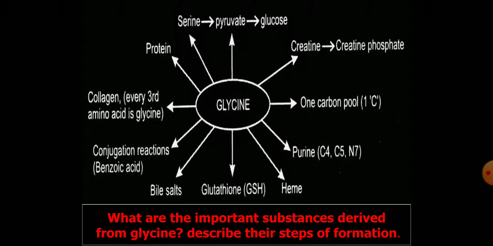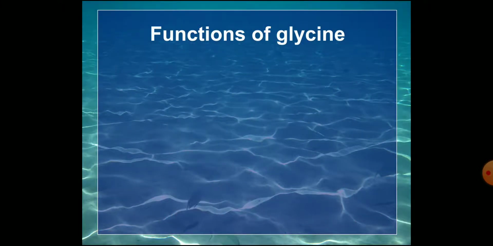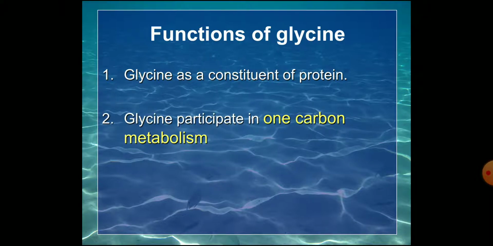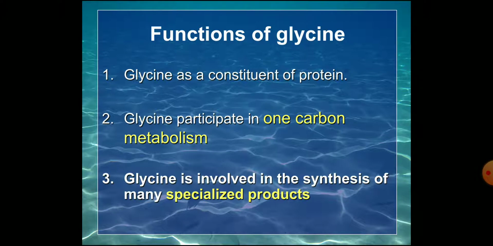So the usual question is, what are the important substances derived from glycine? Describe the steps of formation of any two. Glycine is a constituent of protein that we have mentioned already, and it is participating in one carbon metabolism, and glycine is involved in the synthesis of many specialized products.